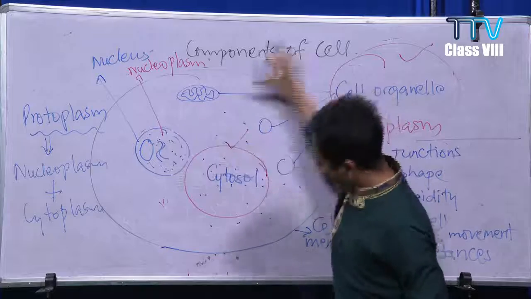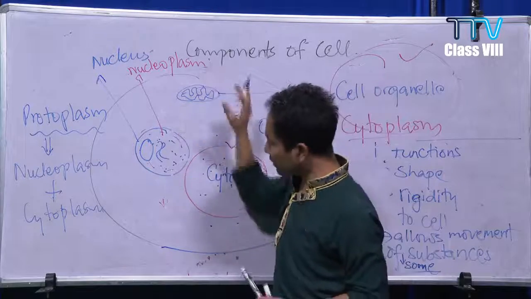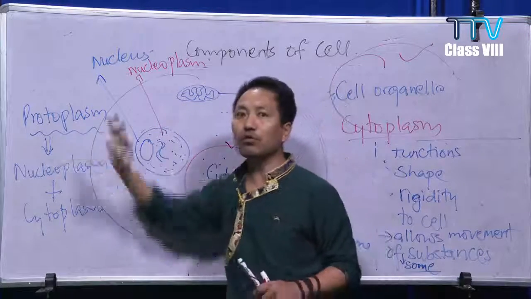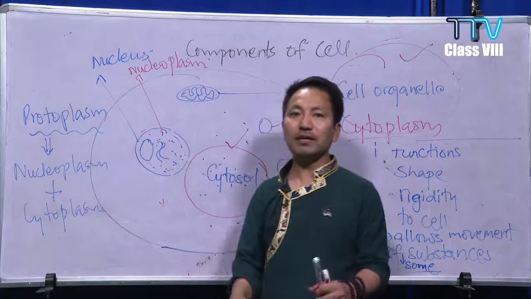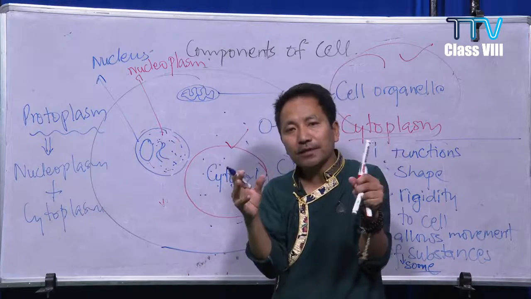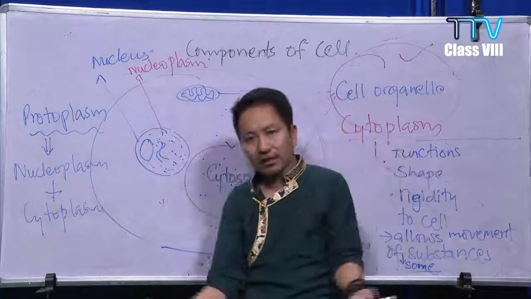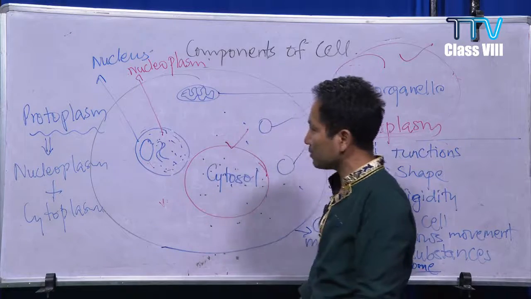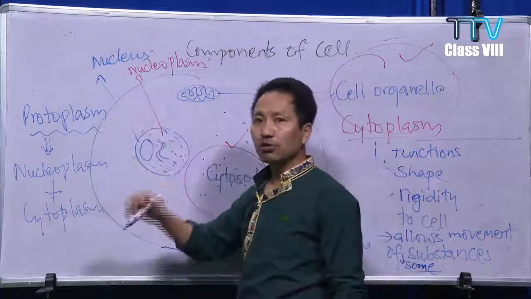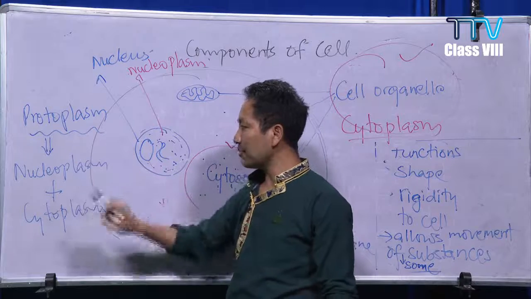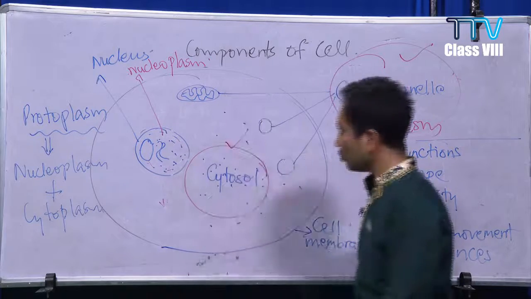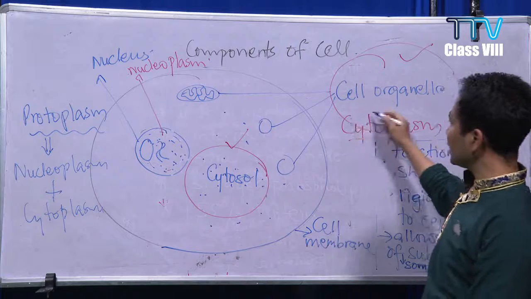So protoplasm is the entire living content of the cell. Protoplasm is divided into two: the nucleoplasm and the cytoplasm.